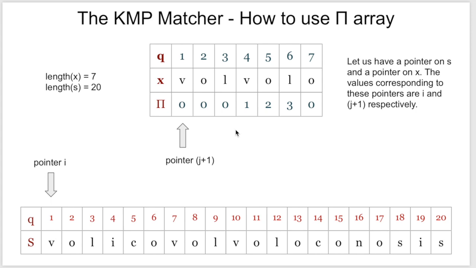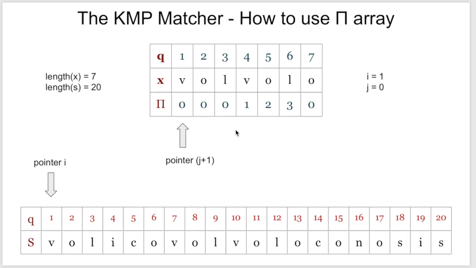The idea behind the KMP matcher is that whenever you see a mismatch, you just go back and look at how many steps you can skip based on the prefix array that you just created. So let's just directly jump into the implementation. Initially, my i is 1 and my j is 0 because j plus 1 is pointing to the first element. Right now I am seeing a match at character index 1, and that is V, V.